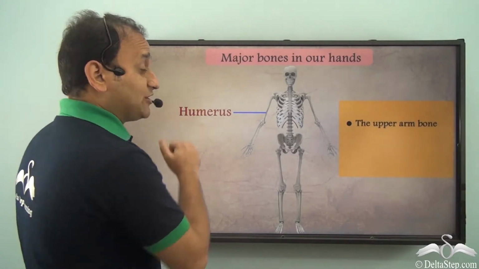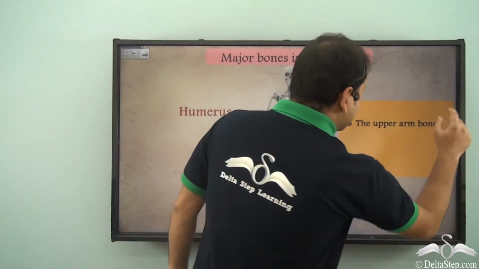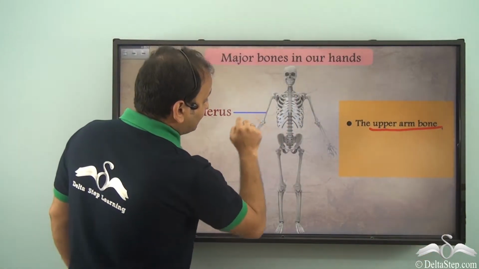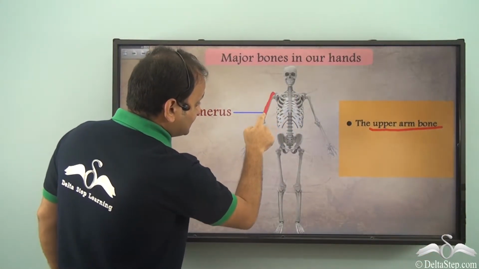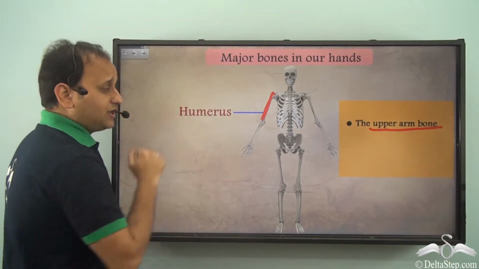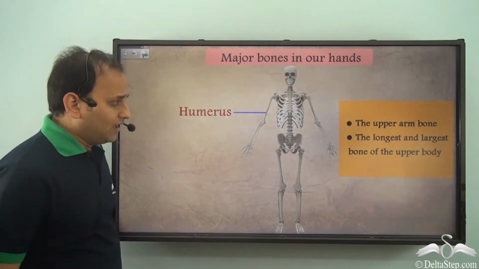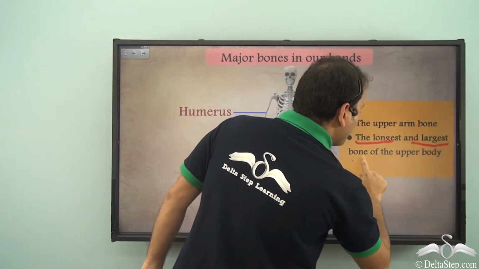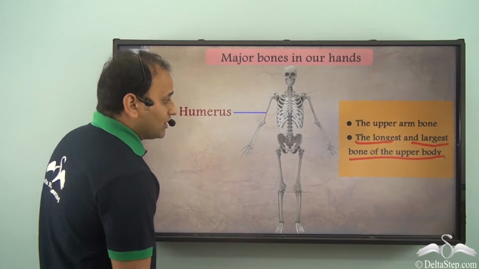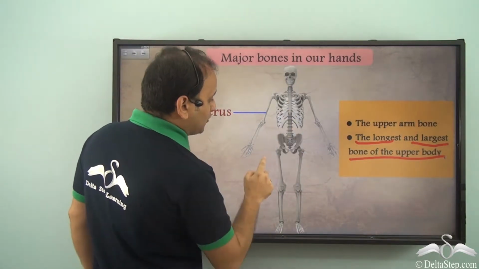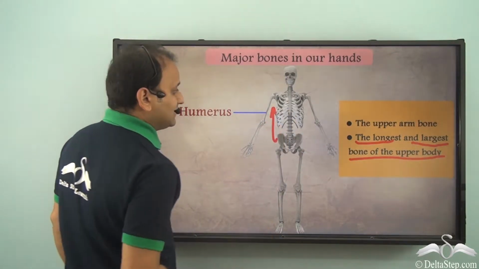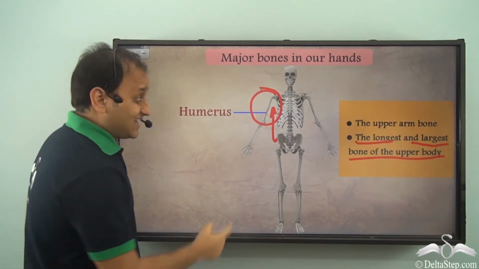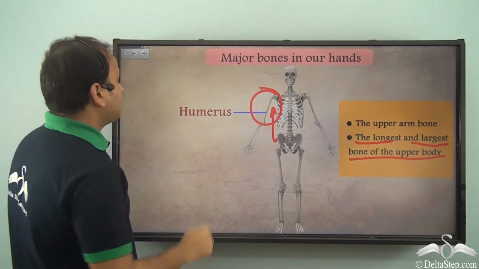So when we talk about humerus, well, this is the upper arm bone. So you see, in our arm, the upper part here, this bone is the humerus. Now, it is also the longest and largest bone of the upper body. So if we talk about the part of the body above the hips, then the humerus is the longest and largest bone of the upper body.